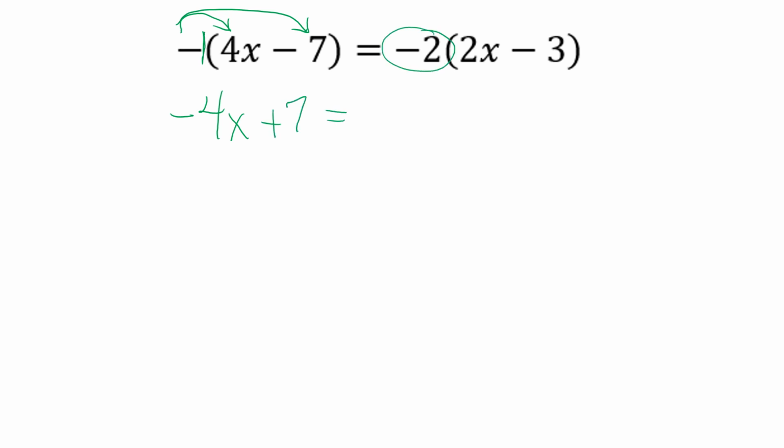Then we want to distribute our -2 to the parentheses set on the right-hand side. -2 times a positive 2x is a -4x. Keep your x. -2 times -3 is a positive 6.